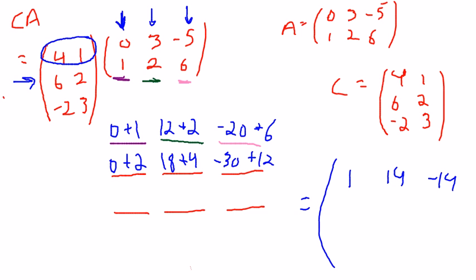So I get on the right side for my final answer, I get a 2. 18 and 4 add to 22. And then negative 30 and 12 gives me negative 18. Alright.